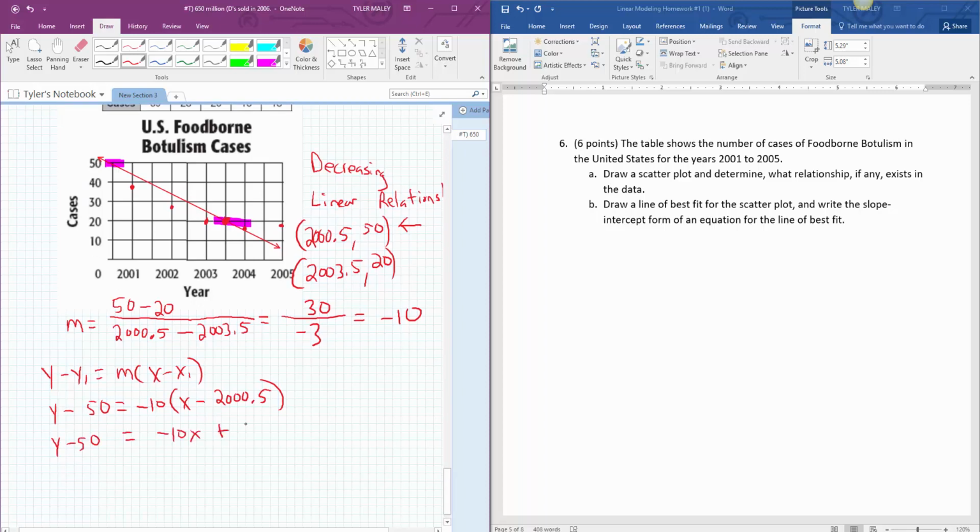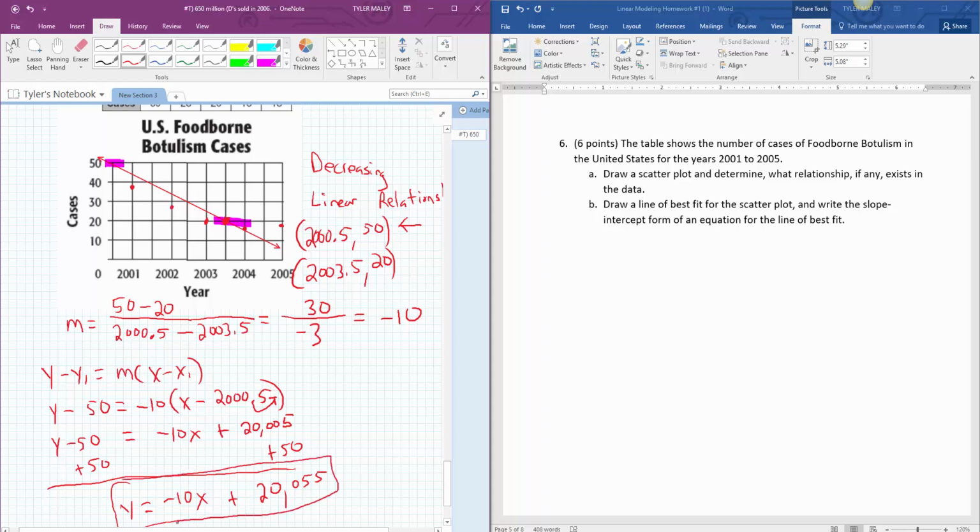So we get y minus 50 equals -10x plus 20,000, or excuse me, it'd be 20,005, right? Multiply that by 10, move the decimal point one spot to the right. And then we would want to add 50 to both sides. So I would get y equals -10x plus 20,055. So there is the equation of this line in slope-intercept form.